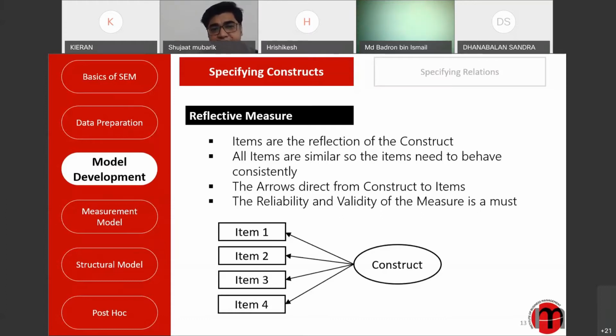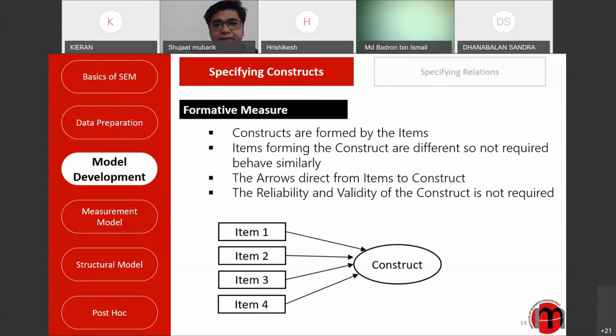Whereas in the formative construct, the assumption is a bit different. The assumption is that the items are forming the construct. So if, for example, we remove one item, the construct is incomplete. For example, there's a very famous model of service quality. There are five dimensions of service quality, and theory says that these five dimensions are important to form the service quality. So we cannot delete even a single dimension of the service quality. This is called a formative construct.